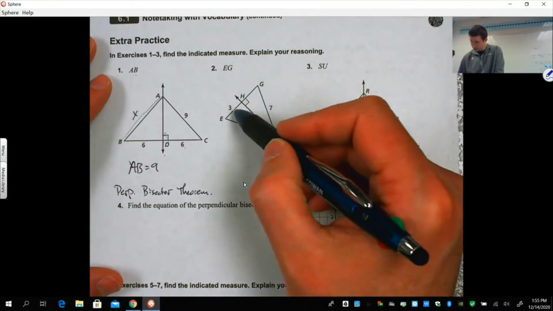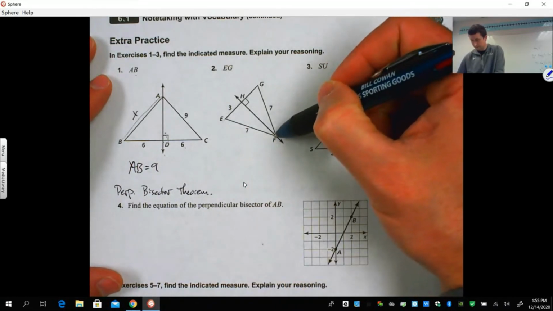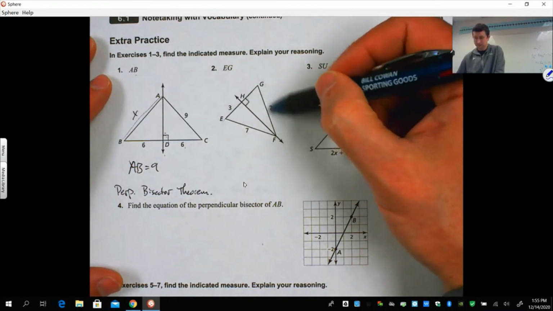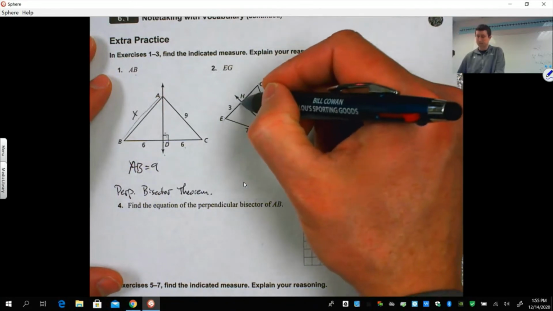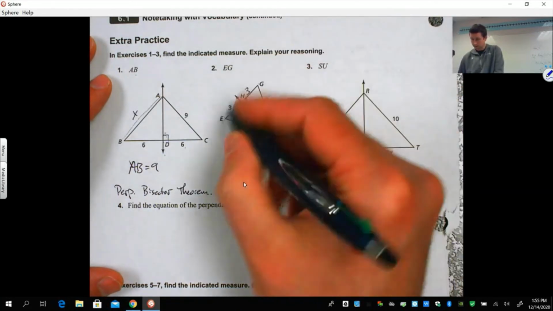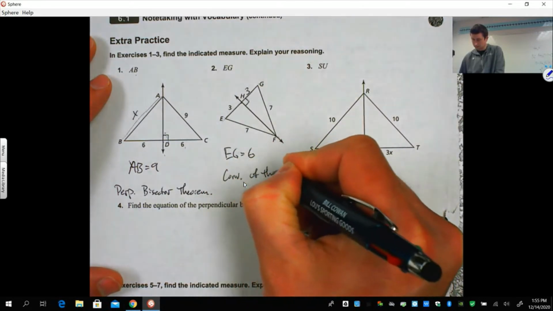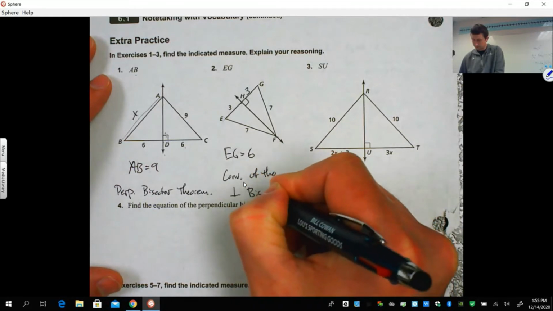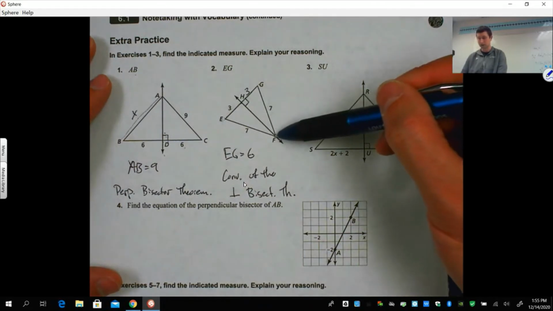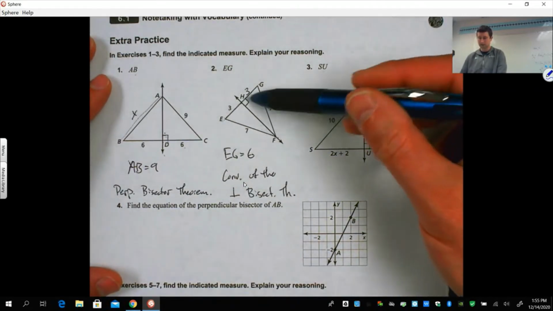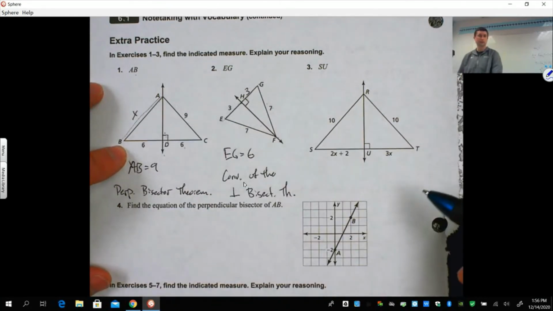Okay, EG, this length right here. So F, this is perpendicular, and F is the same distance from G as it is from E. So that means it has to lie on the perpendicular bisector, making this 3, and so EG has to be 6. That would be the converse of the perpendicular bisector theorem. It's the converse because you have these two sides, and then you're finding the perpendicular bisector. On one, we had the perpendicular bisector, and we're finding the two sides that make it isosceles.